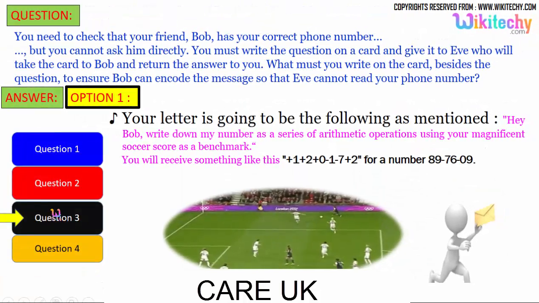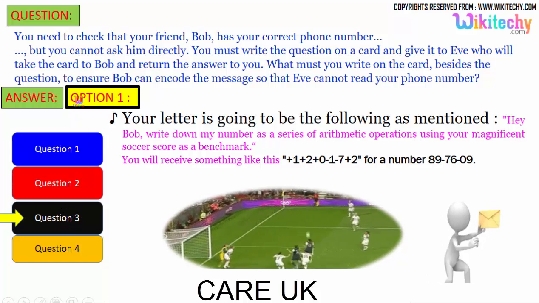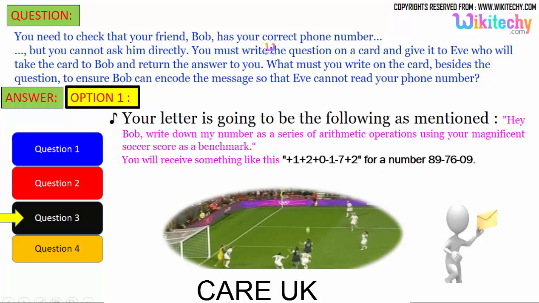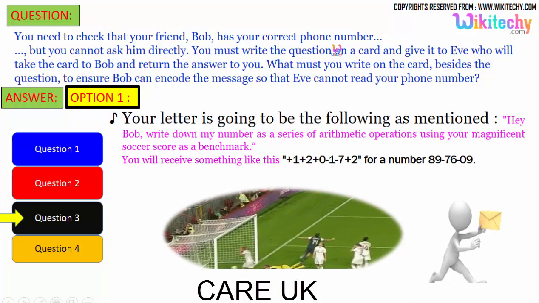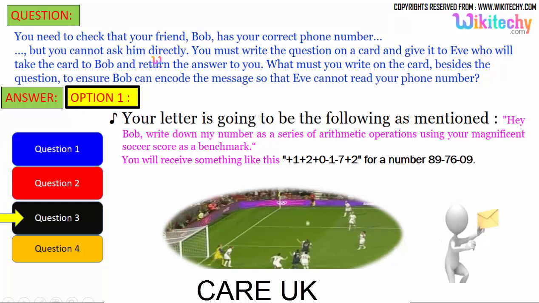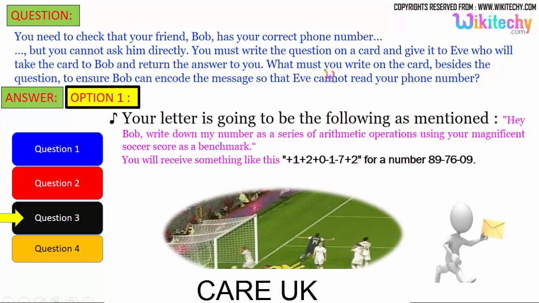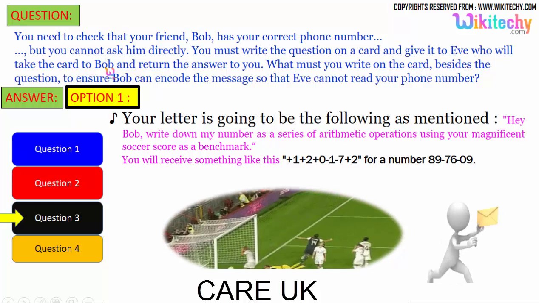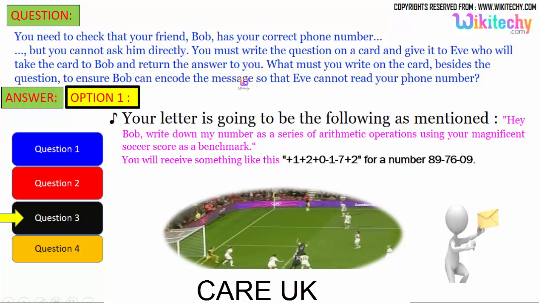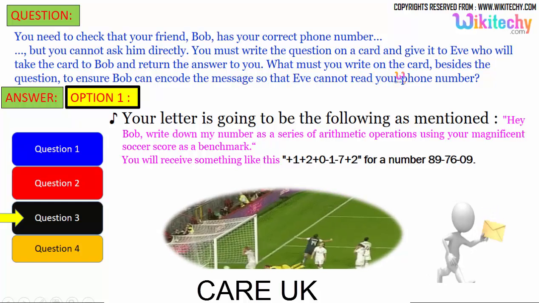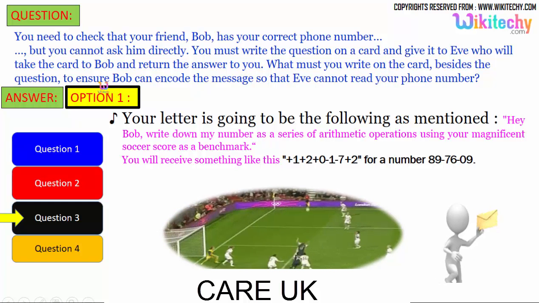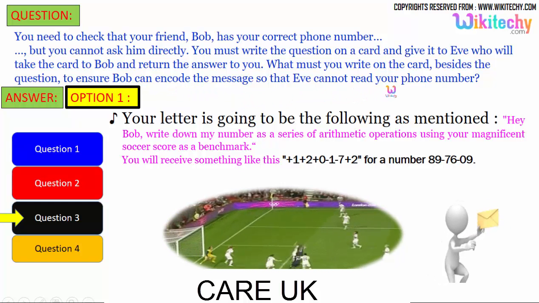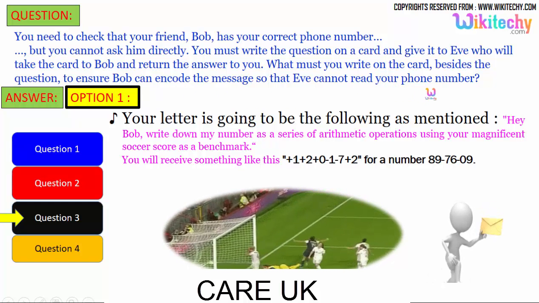Let's move on to the third question. You need to check that your friend Bob has your correct phone number. But you cannot ask him directly. You must write the question on a card and give it to Eve, who will take the card to Bob and return the answer to you. What must you write on the card besides the question to ensure Bob can encode the message so that Eve cannot read your phone number? That's the question.